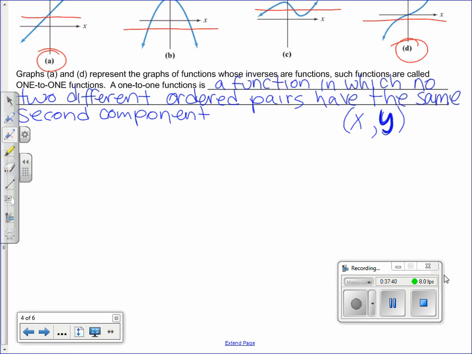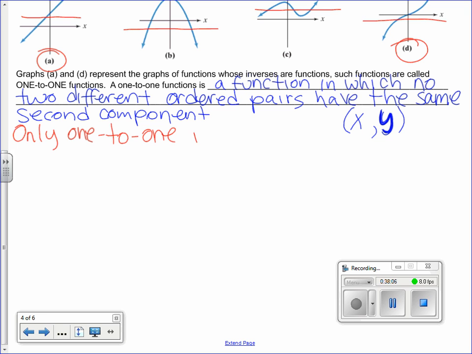Let's see. Only one-to-one functions have inverse functions.